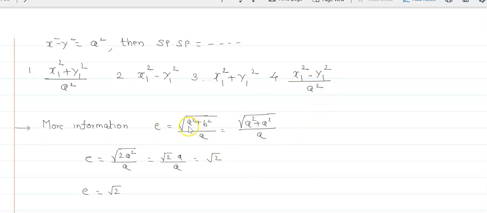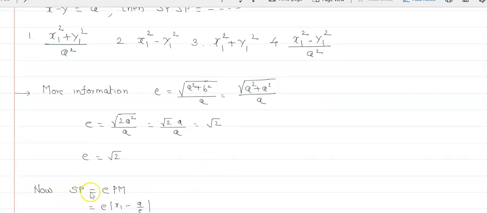For the hyperbola, e is equal to root of a square plus b square upon a. Now here a and b both are the same. Therefore, e is equal to root of 2 a square upon a, that is root 2 into a upon a. A gets cancelled. You will get e is equal to root 2.